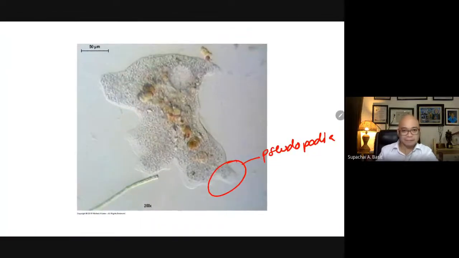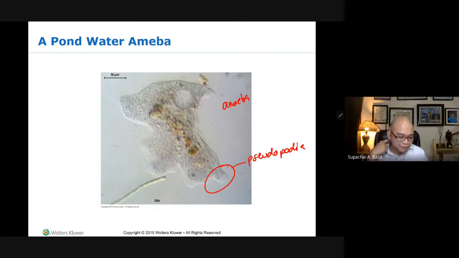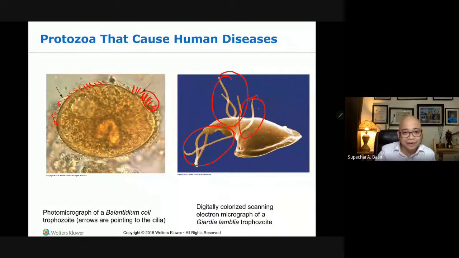So this is the pseudopodia. This is an example of amoeba, and as you can see, this is the pseudopodia or the false foot. It is not really a foot, but it merely moves by means of cytoplasmic extension. And then this is the cilia of Balantidium coli, the small hair-like projections surrounding the entire cell. And these are the flagella of Giardia lamblia.